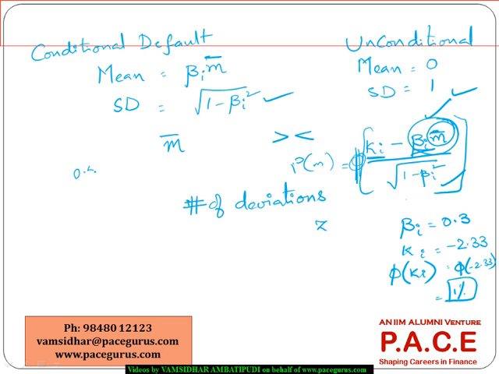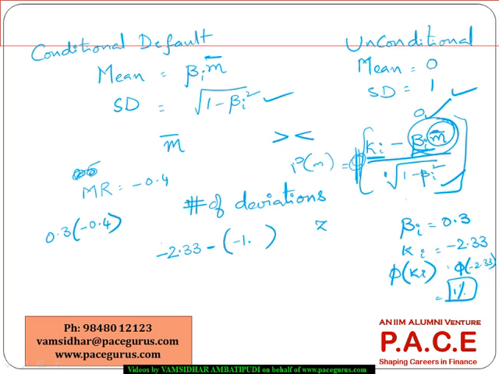But now if I want to look at the conditional, assuming the market return is, let's say, minus 0.4, what is the conditional? Now in this conditional distribution, what is the mean here? In the unconditional I was taking this as 0 and this as 1. But here in the conditional it becomes minus 2.33 minus beta I times m. Beta I I have taken as 0.3 and the market return I have taken as minus 0.4.